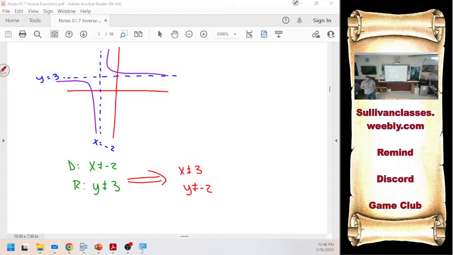So sometimes you're going to have to look at the original to figure out what the domain and range of the inverse are, just like with composition, where sometimes we had to go back and look at my input function just to be safe. Okay, so we are swapping domain and range.